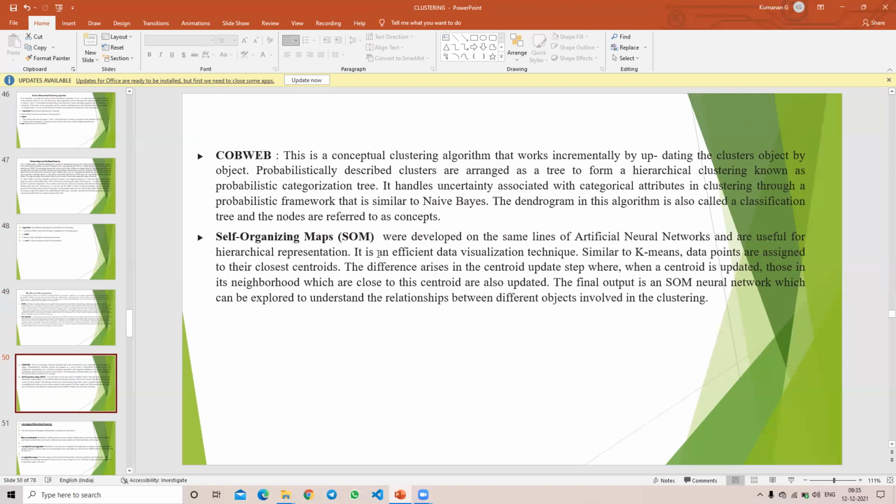Self-organizing maps were developed along the lines of artificial neural networks and are useful for hierarchical representation. It is an efficient data visualization technique similar to k-means. Data points are assigned to their closest centers. The difference arises in the centroid update step, where when a centroid is updated, those in its neighborhood which are close to this centroid are also updated. The final output is an SOM neural network which can be explored to understand the relationship between different objects involved in the clustering. These are the other types of hierarchical clustering.